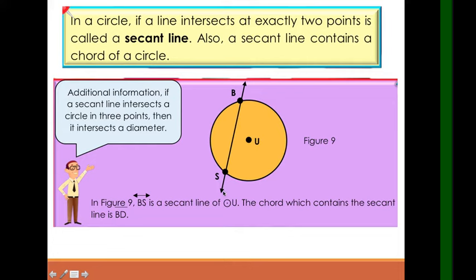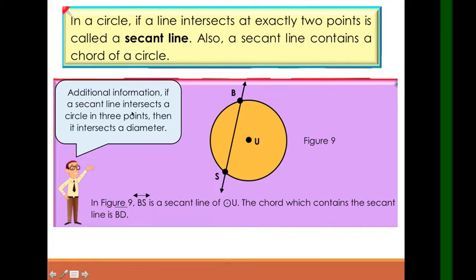Okay? But still, line BS is different to chord BS. Remember that, okay? Ang chord BS ay may endpoints. Ang line BS ay walang endpoint. Pero meron siyang points na naka-attach sa circle at yun yung point B tsaka point S.